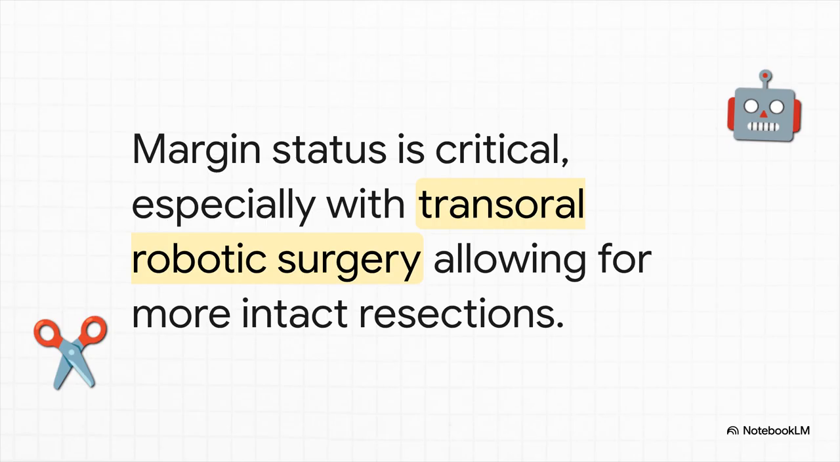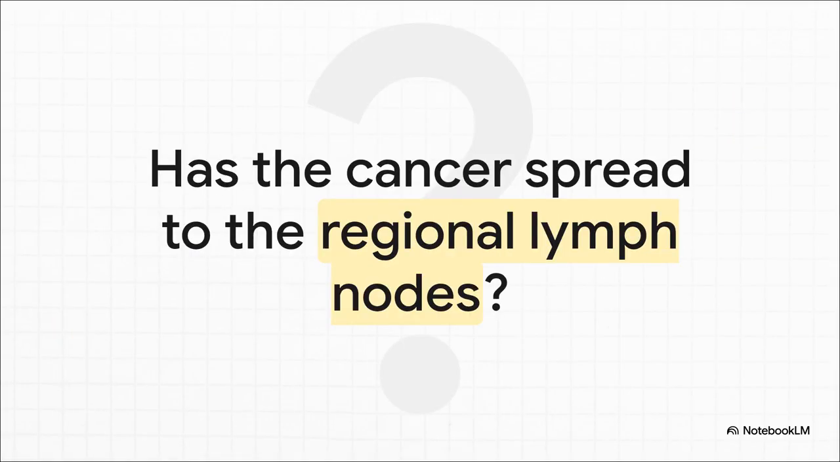Is the tumor right at the inked edge? If not, great. But how close does it get? Reporting that distance to the closest margin in millimeters gives the surgeon and the radiation oncologist absolutely vital information for planning what comes next. And that leads us to what is really the million-dollar question in all of head and neck cancer. What is the status of the regional lymph nodes? Answering this is one of the most powerful things we can do to predict a patient's outcome.